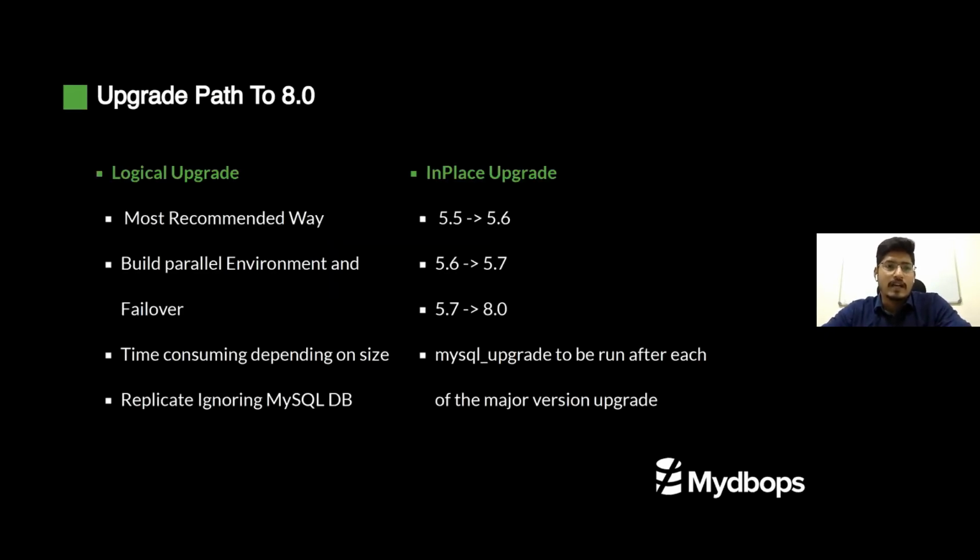And here is the upgrade path to 8.0. We have two ways to upgrade our current systems to MySQL 8.0. One is the logical upgrade, and the next one is the in-place upgrade. In an in-place upgrade, we just replace the MySQL binaries and run the MySQL upgrade script that comes with it. For example, if you're running MySQL 5.5, we can simply replace the 5.6 binaries and run the MySQL upgrade script. Once we have successfully migrated to 5.6, we shut it down, replace the 5.7 binaries, and run the MySQL upgrade again.